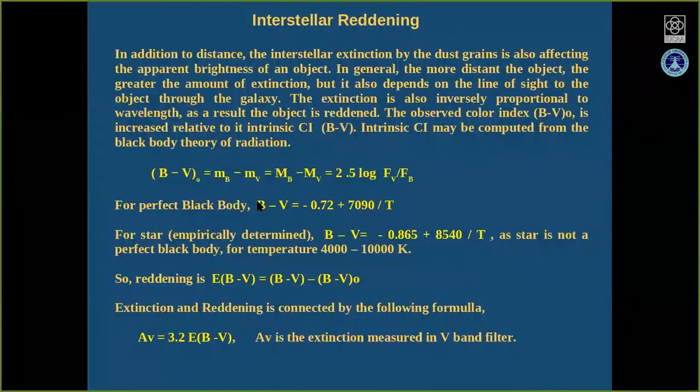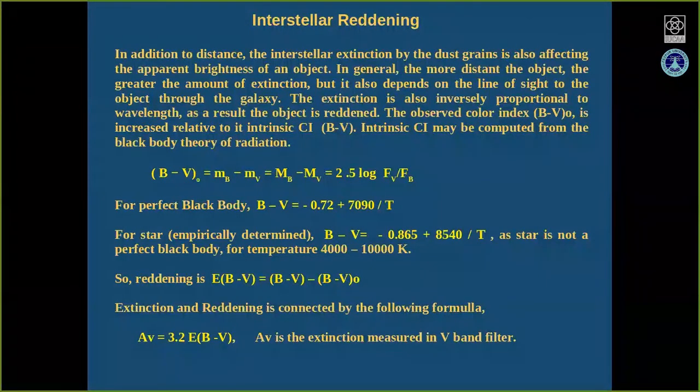So now you see, for a perfect black body, by using black body radiation theory, you can find out the color index for a perfect black body. It is minus 0.72 plus 7079 divided by T. T is nothing but your temperature. Now can you please tell me, should we consider our star as a perfect black body? Can you please tell me? Anyone?